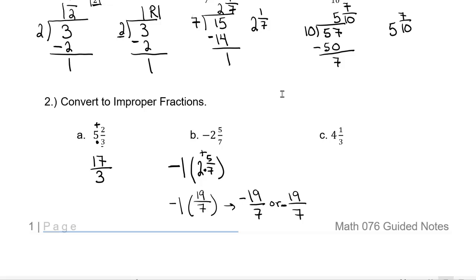Okay, so go ahead and pause the video, try C, and then turn it back on and see the process that I follow. All right, so looking at C, there is no negative in front, so that means I don't have to do that first step of factoring out the -1. So I'm just going to go straight to multiplying. So I have 3 times 4 is 12, plus 1 is 13. So I get 13 over 3. And that is my final answer.